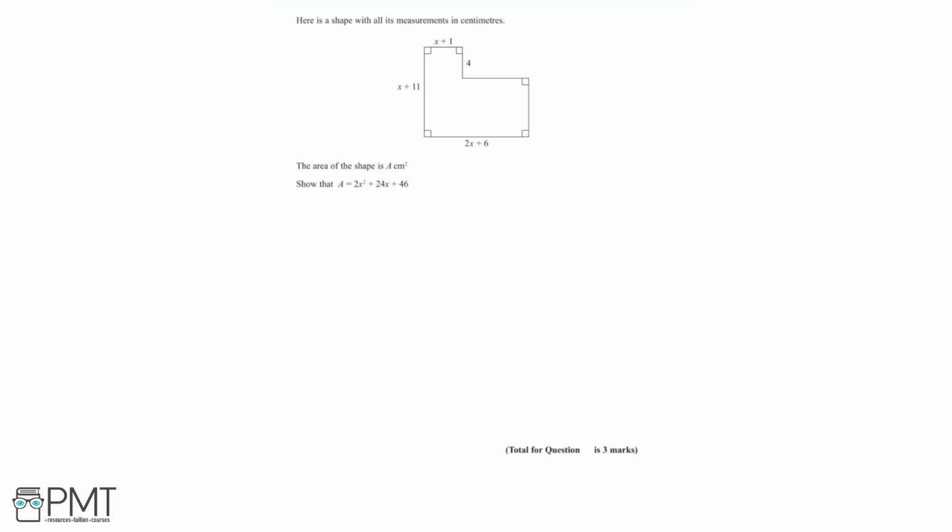In this question, we're given a shape with all of its measurements in centimetres. We're told that the area of the shape is A centimetres squared, and we need to show that A is equal to 2x squared plus 24x plus 46.